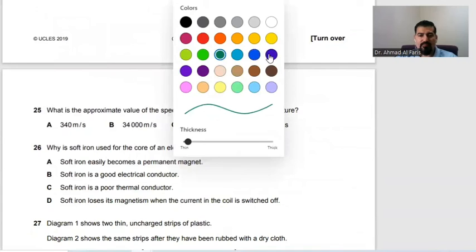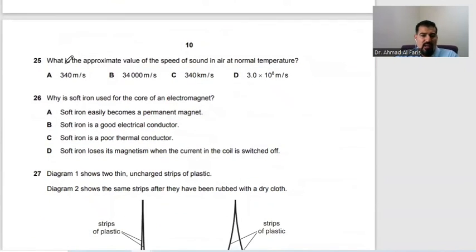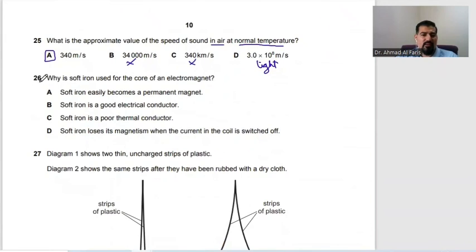Next question. 25. What is the approximate value of the speed of sound in air at normal temperature? It's an easy question. The speed of sound in air is approximately 340 meters per second. 3 times 10 to the power of 8 is the speed of light in air. It's not the same thing. Fine. Question number 26.